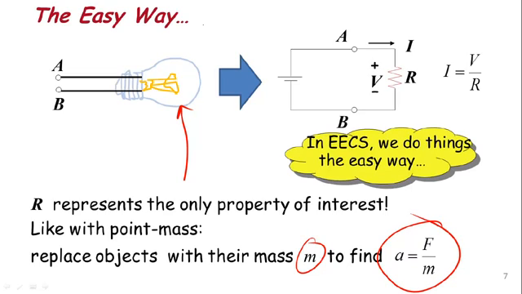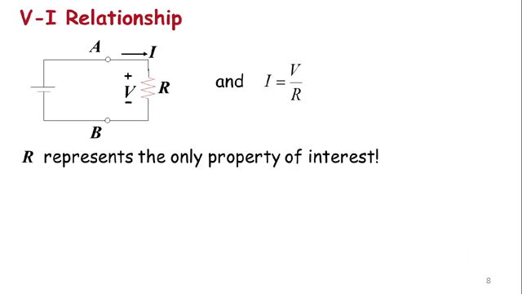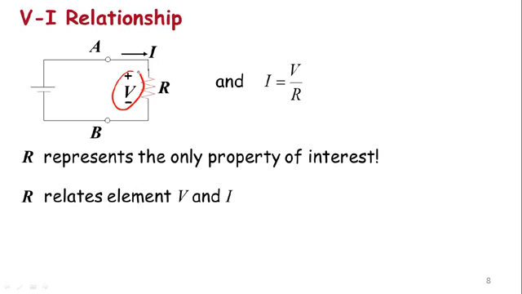So I really hope that you see this relationship between the simplifications we made in physics and the simplifications we make in EECS. And as we go on, I'm going to show you some really extraordinary results that we get by making some of these simplifications. As I said, R represents the key property of interest for the bulb and enables us to compute the current. What R has done is that it relates the voltage across the resistor to its current. So R relates the voltage and current of the element.